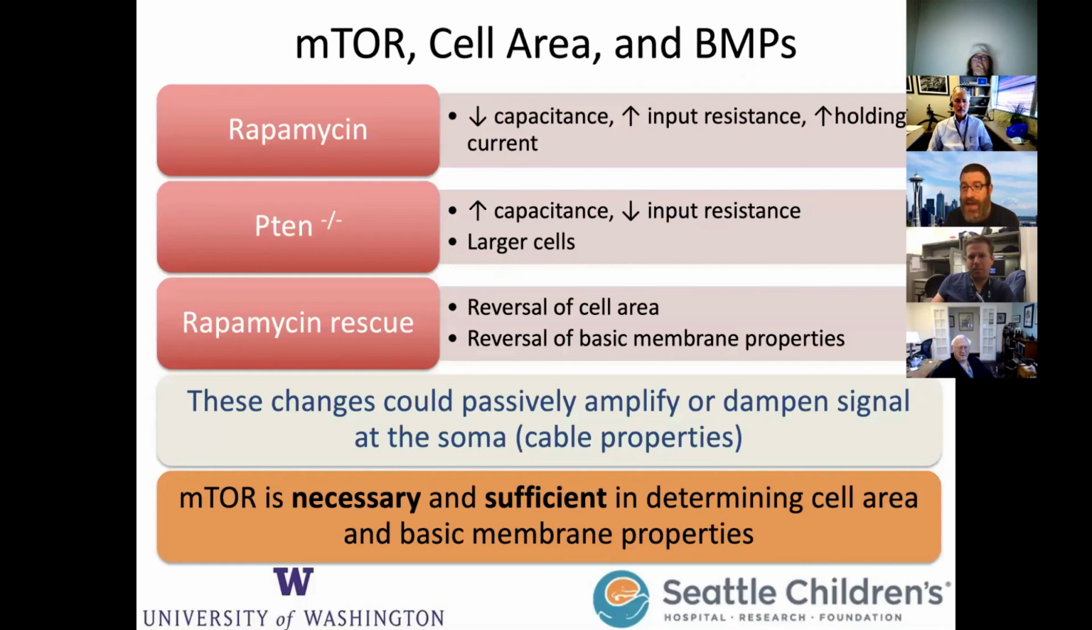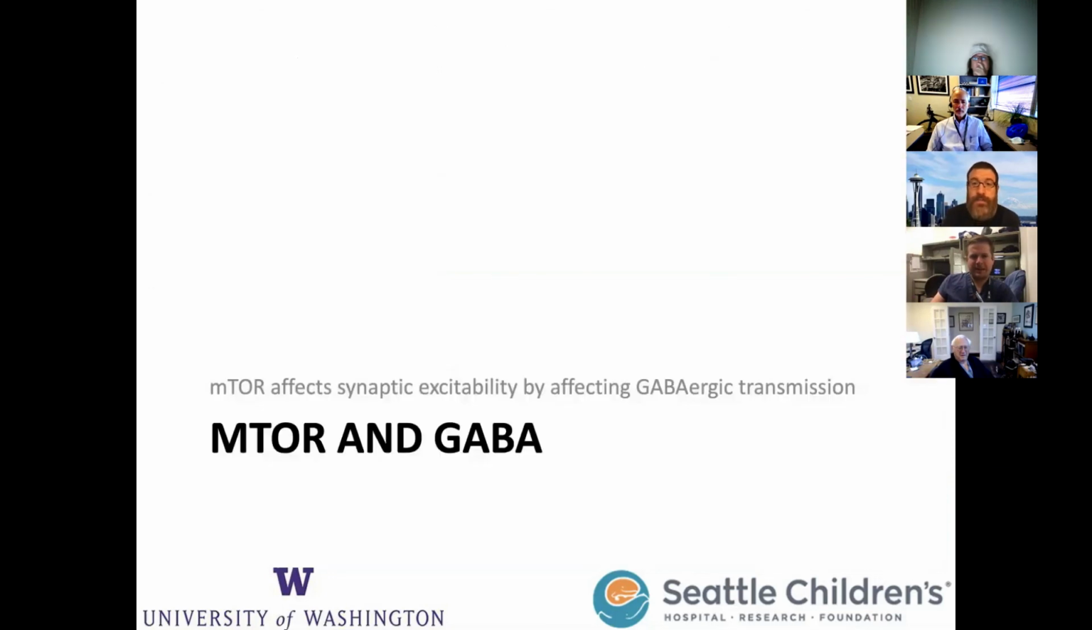So the summation here is that mTOR is both necessary and sufficient for changing cell size at a pyramidal neuron level, but also changing their intrinsic electrical passive properties, changing the way that they conduct current, changing the way they transduce that current to a voltage change. And what that really means to me is that mTOR has a role in both amplifying and dampening signals that come in from the dendrite to the soma. So that's the passive electrical properties standpoint. Well, what about synaptic properties?